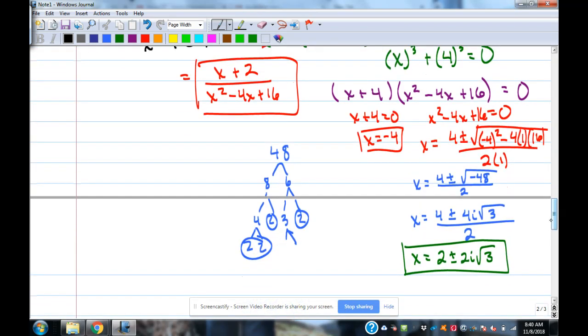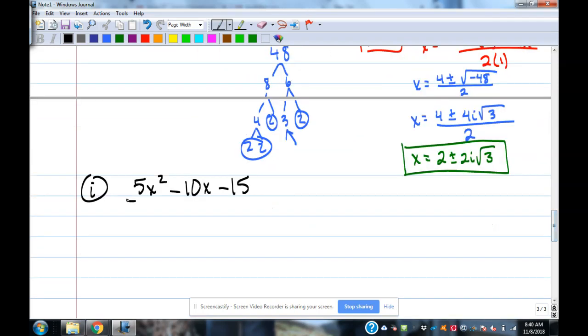Ease into another one here. So we had 5x squared minus 10x minus 15 over 2x squared minus 2x minus 12. Let's do the excluded values first.